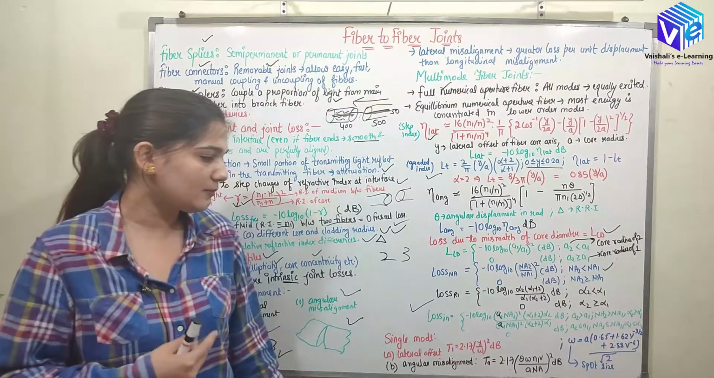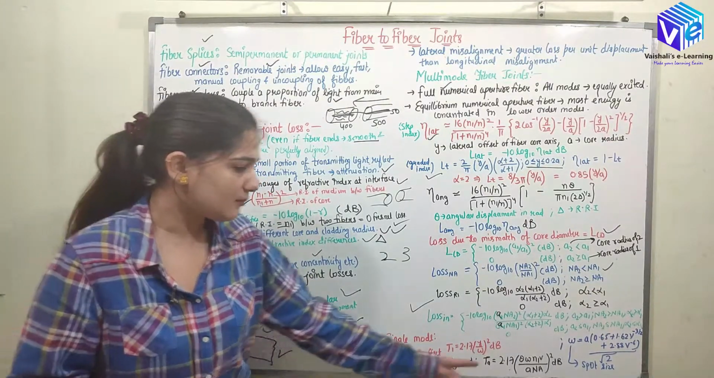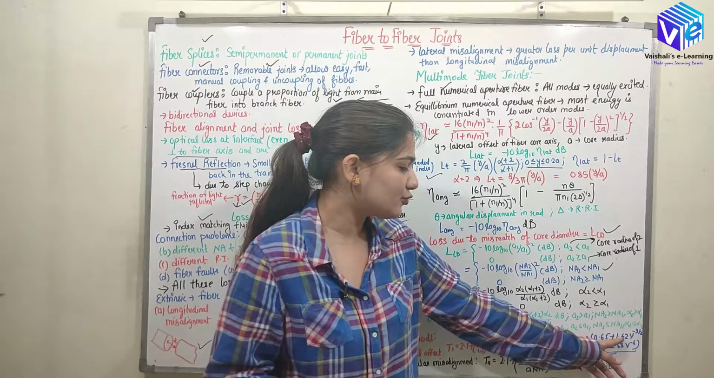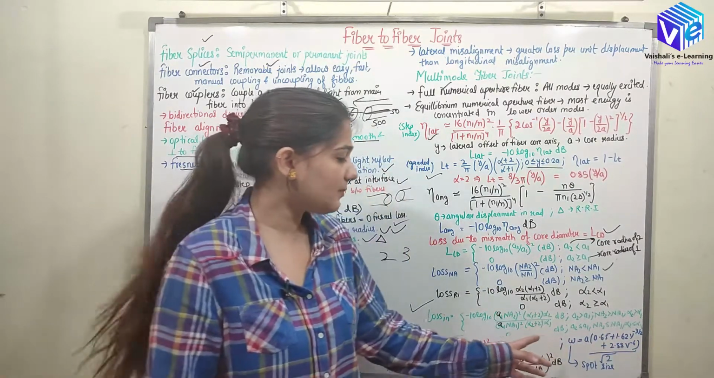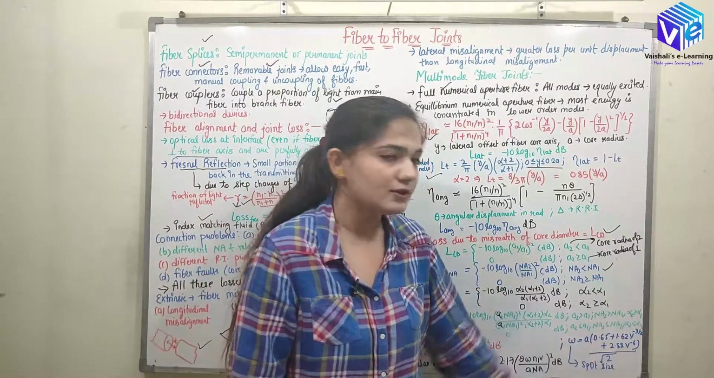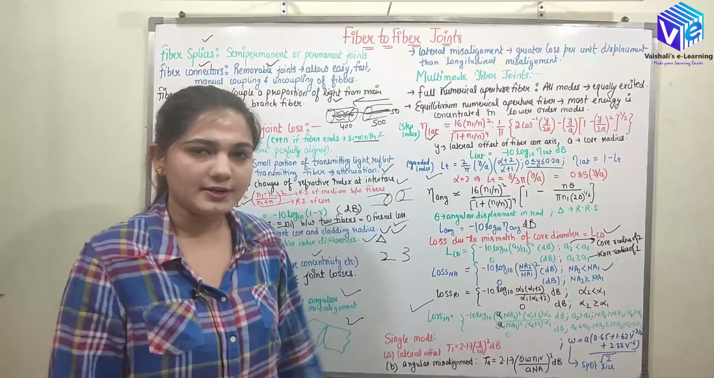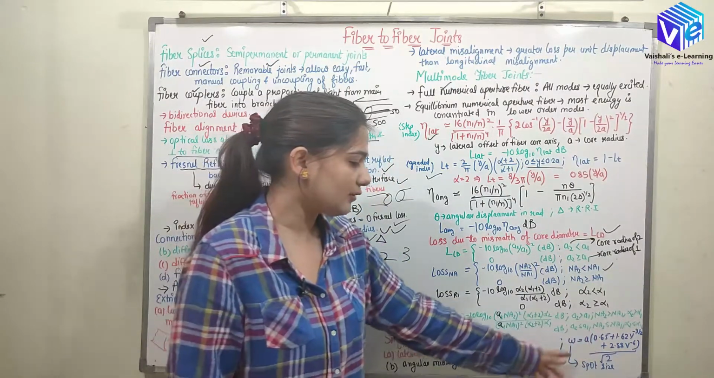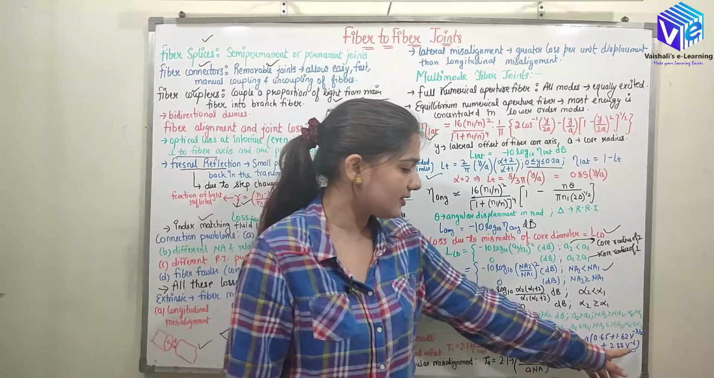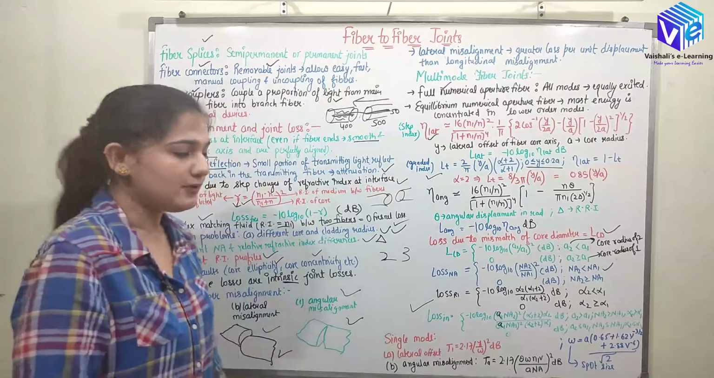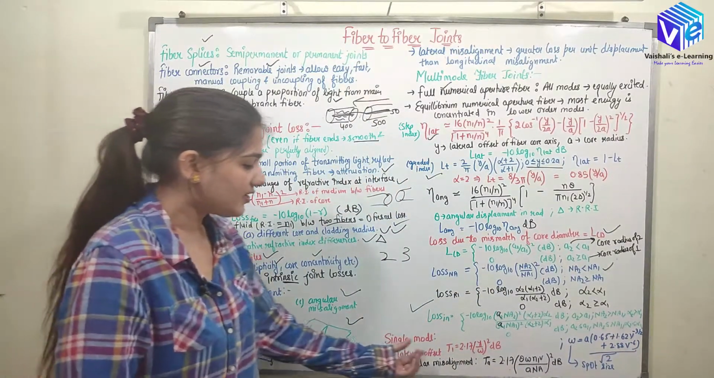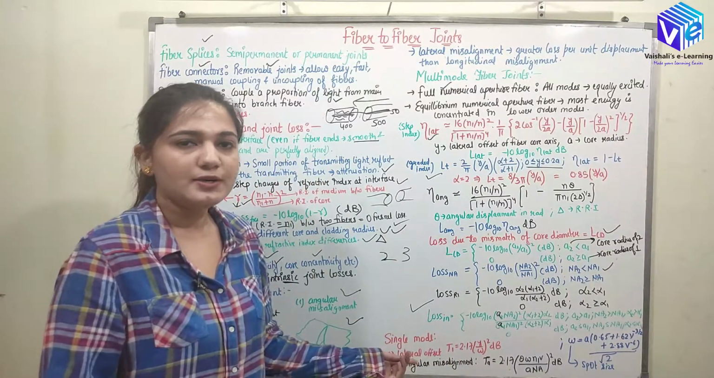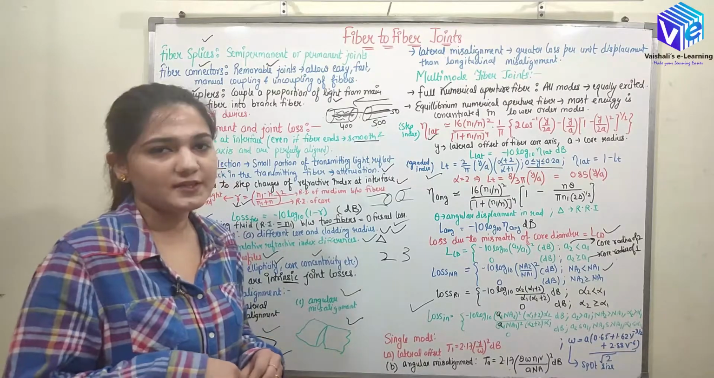Y is going to give me that, W is the spot size, and W will be equal to A times (0.65 plus 1.62 V raised to power minus 3 by 2 plus 2.88 V raised to power minus 6) upon under root 2. So now we have the spot size, which is calculated in terms of core radius and the normalized frequency V. Now if I change the W, then I will have a different lateral offset, right? So lateral offset depends upon the spot size.